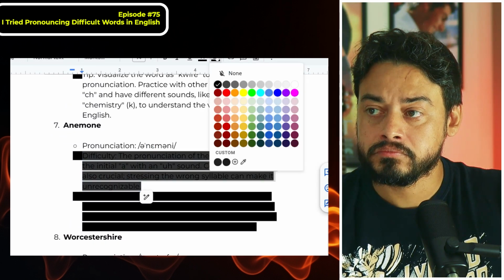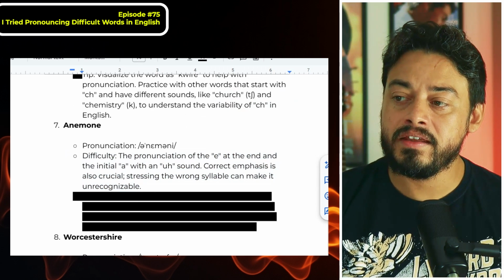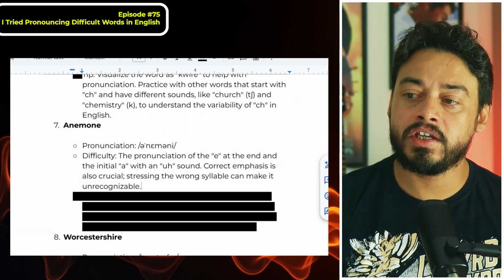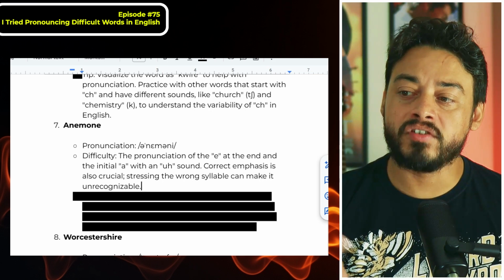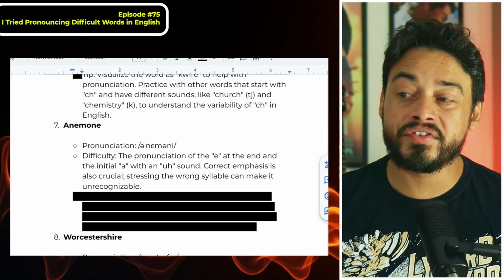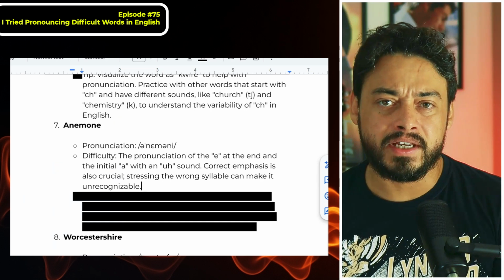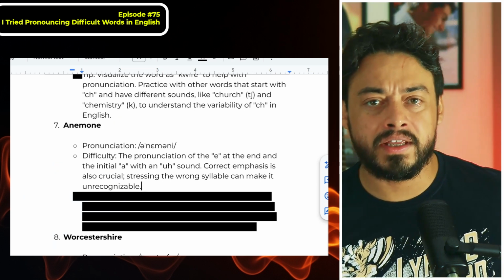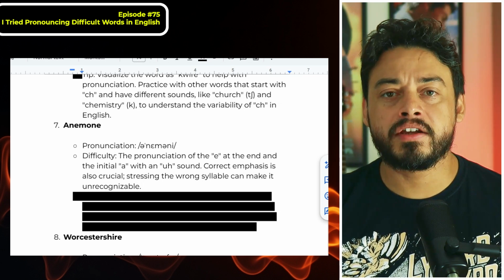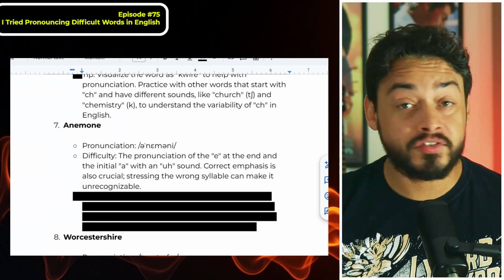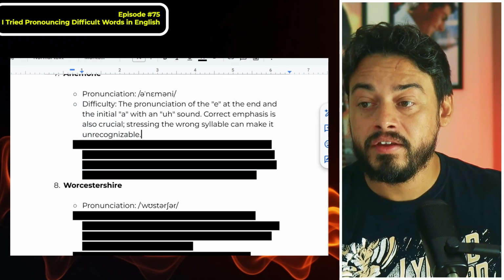So the difficulty here is the pronunciation of the E at the end and the initial A with the schwa sound. Correct emphasis is also crucial. Stressing the wrong syllable can make it unrecognizable. You see? The word is anemone, but if you stress it differently, it becomes unrecognizable. The person might go like, what? Excuse me? What do you want to say? Oh yeah, anemone. Right.